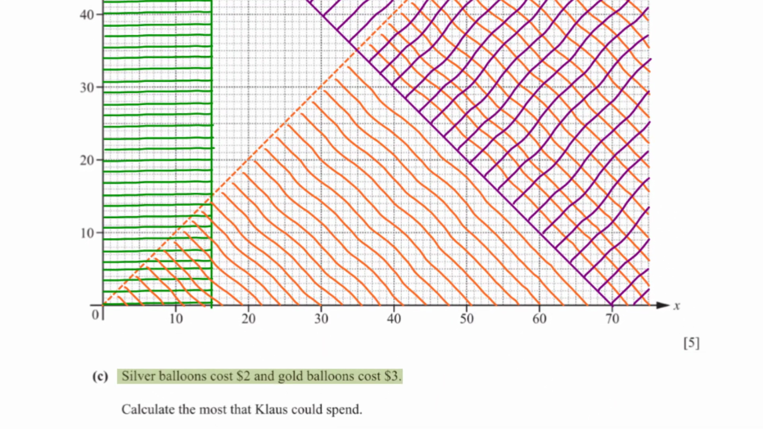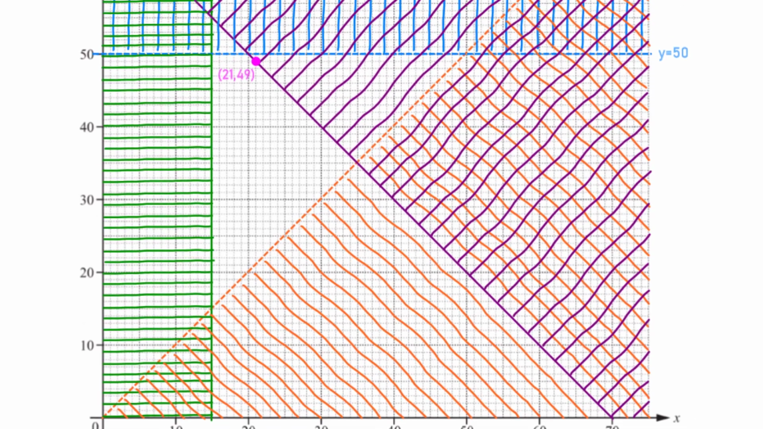Silver balloons cost $2 and gold balloons cost $3. Calculate the most that Klaus could spend. We can find this by picking a point in the wanted region that gives us the most he could spend.